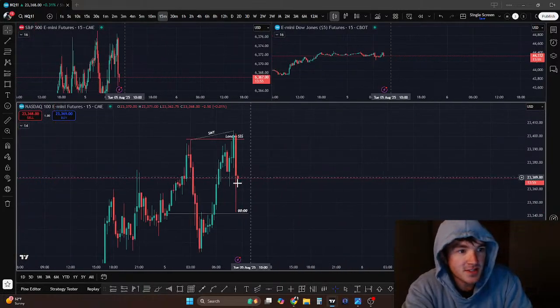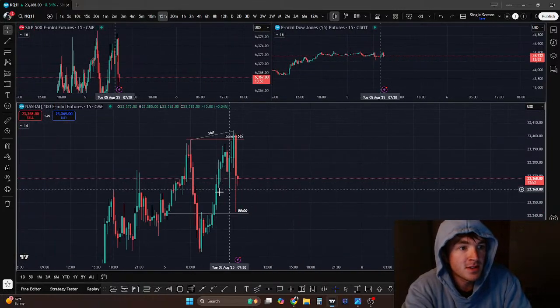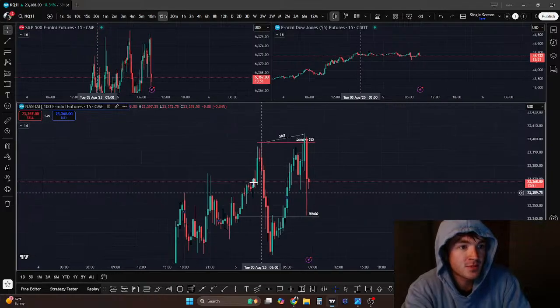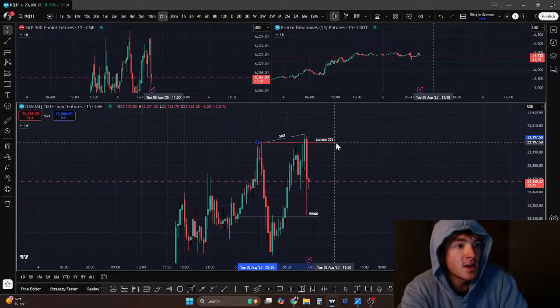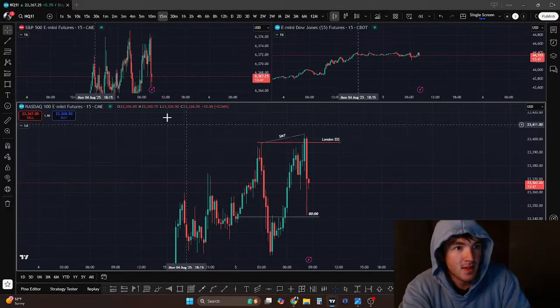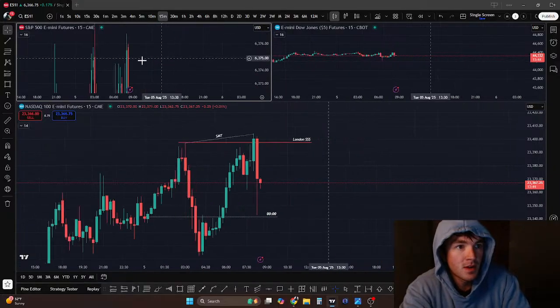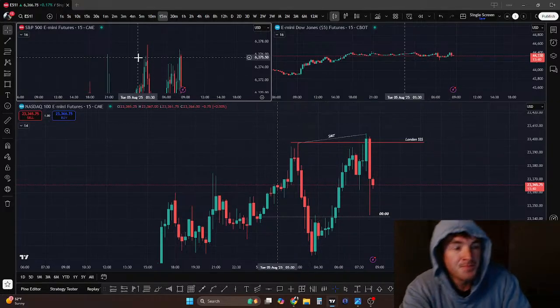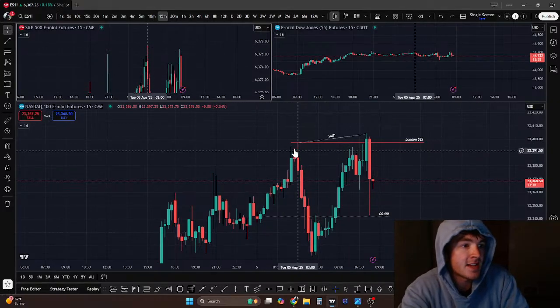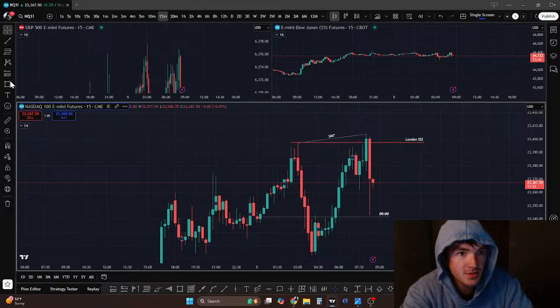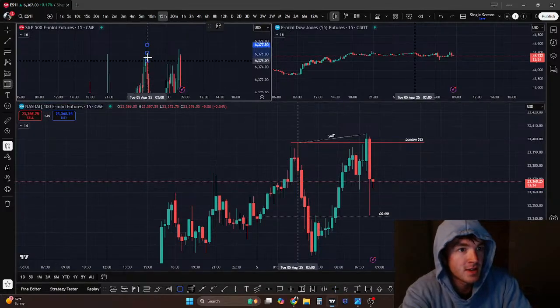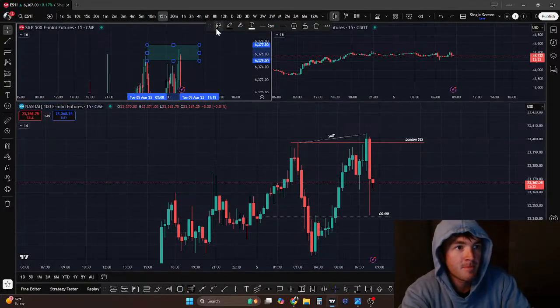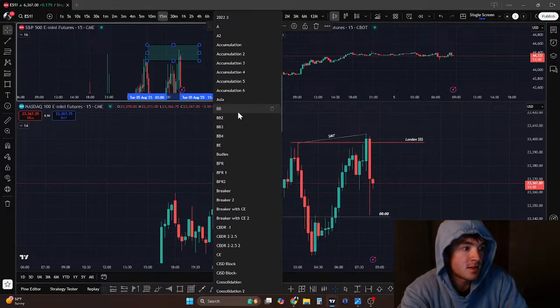Alright, yo, I know I just got on the stream, but this is looking pretty nice. We swept out London's highs with SMT. And S&P has a 15-minute rejection block. So does NASDAQ, actually. So we can use this rejection block as our PD array. It's honestly looking pretty good.